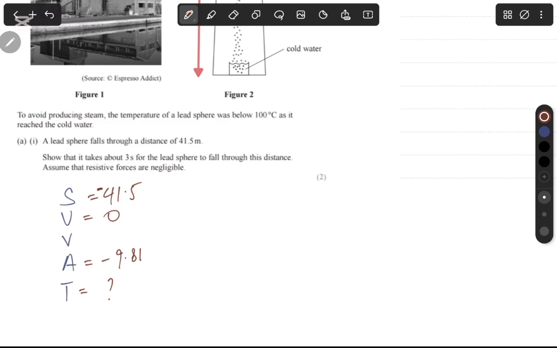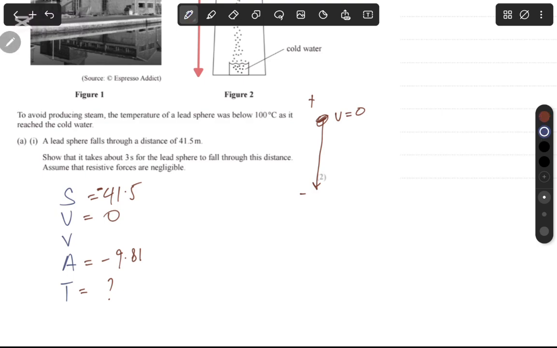Remember from unit 1, if something is falling down from the top, then its u is going to be 0. You have to remember that point, very important, that u will be 0. So I've taken u to be 0. I've taken up as positive and down as negative, so the displacement is down, so it's going to be minus 41.5, and acceleration is minus 9.81 because it's acting down. You can take it as positive, you'll get the same answer.